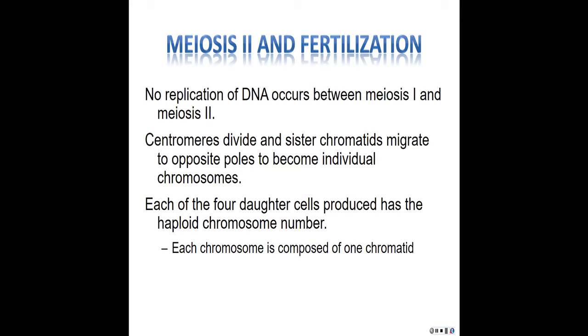Now the key here, one of the keys here, is that DNA replication doesn't occur between meiosis 1 and meiosis 2. These 2 cell divisions happen consecutively, quickly, right next to each other. Okay.